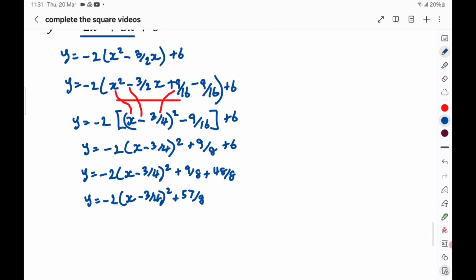In this case, a is a negative number, which means your graph will turn downwards. And a vertex will be x minus h, so h is 3 on 4, and k is 57 on 8.